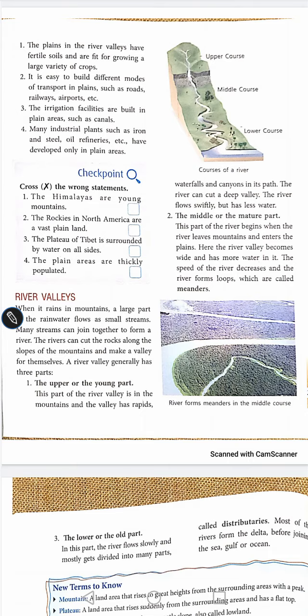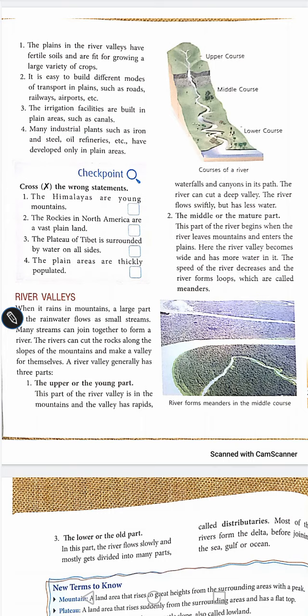We have divided the crops into two parts: one is rabi crop and another is kharif crop. Throughout the year we are cultivating the fields, because we are living on a plain area, and plain areas are rich and fertile in soil. It is also easy to build different modes of transport in plains, such as roads, railways, airports, etc.